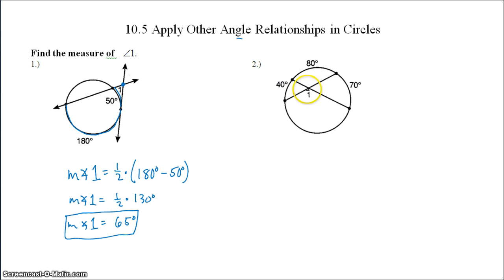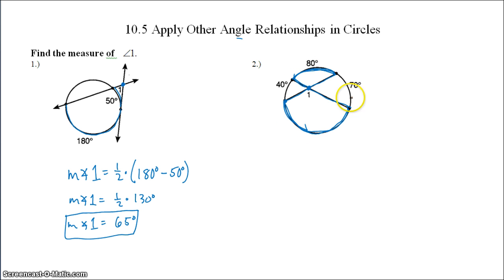In example 2, the vertex of angle 1 is inside of the circle and it's not the center of the circle. So the formula is going to equal angle equals 1/2 of arc plus arc. So if we look at angle 1, it opens up to form this arc and this arc. The problem with problem 2 is we don't know how big this arc is.